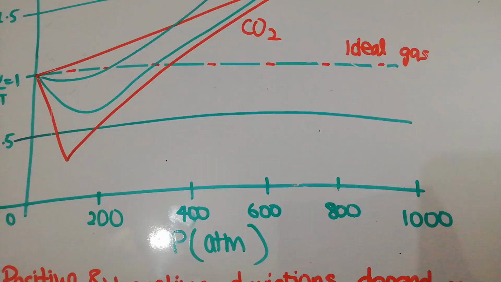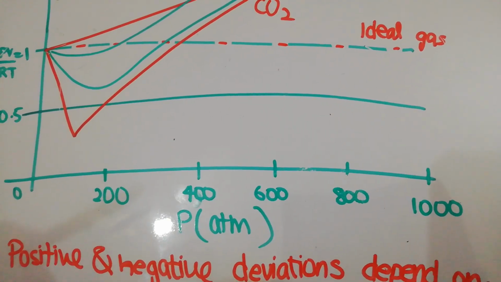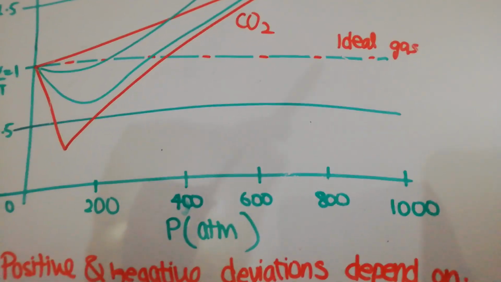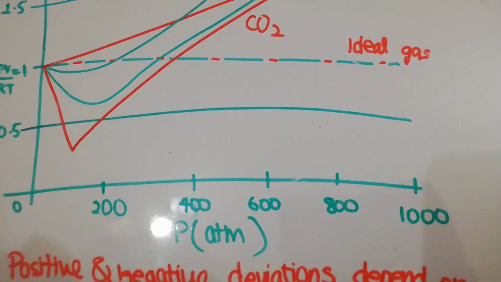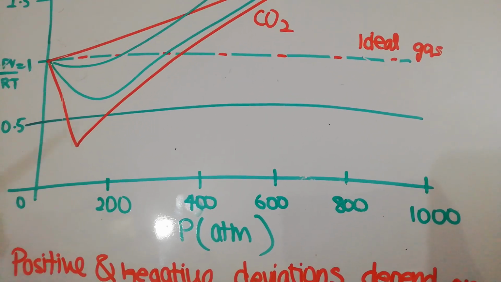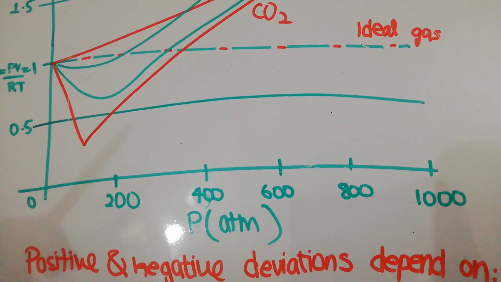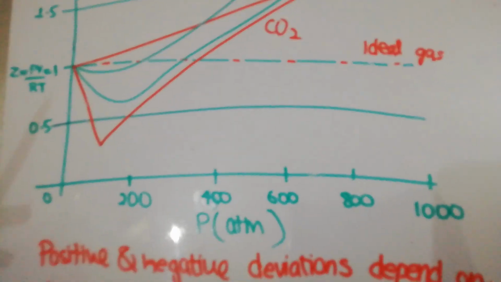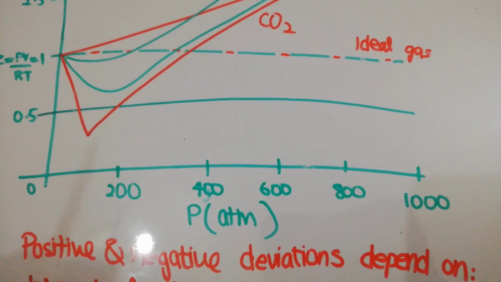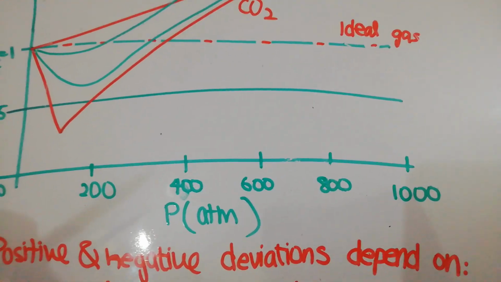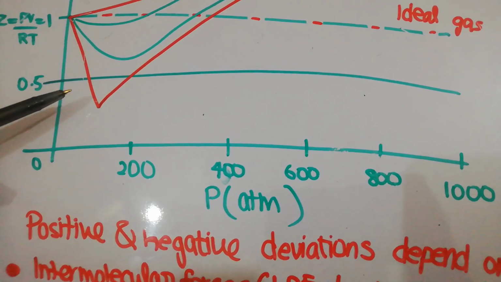Why? Because the two molecules of carbon dioxide, let's suppose, are going to attract each other because of higher London dispersion forces, being highly polarizable. Carbon dioxide is highly polarizable because of its large size. So London dispersion forces are going to be greater, and as a result the carbon dioxide molecules are going to attract each other, and there's going to be a greater volume decrease than usual, and that's why there's going to be a drop here.